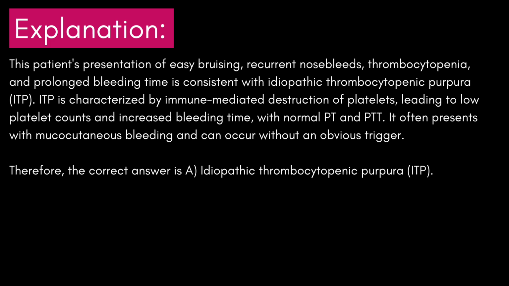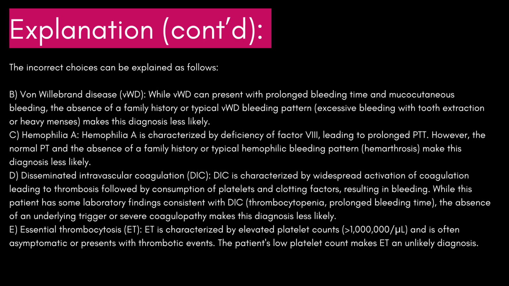All right, let's go ahead and see why the other answer choices are incorrect. The incorrect choices can be explained as follows. B, von Willebrand disease, VWD. While VWD can present with prolonged bleeding time and mucocutaneous bleeding, the absence of a family history or typical VWD bleeding pattern, excessive bleeding with tooth extraction or heavy menses, makes this diagnosis less likely.